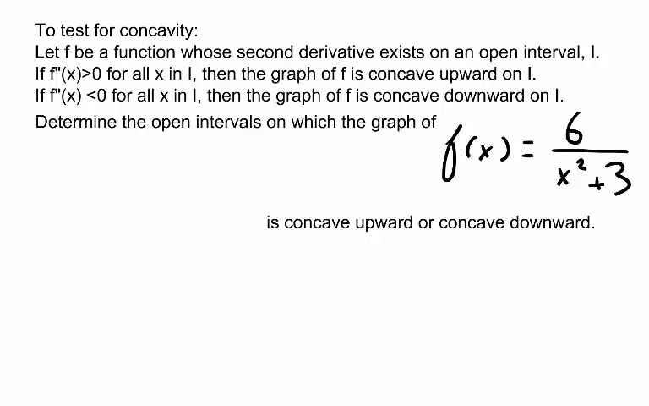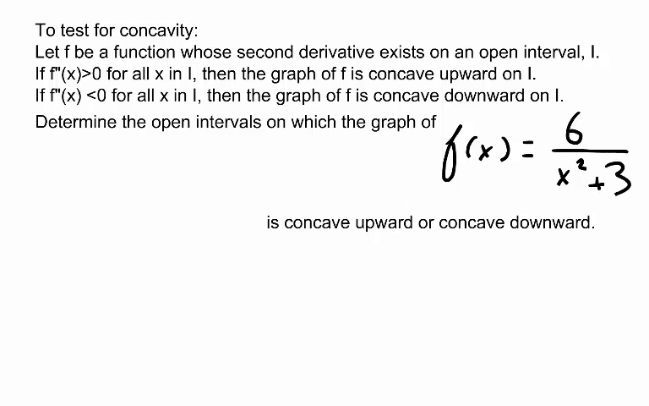Looking at the example, determine the open intervals on which the graph of f of x equals 6 over x squared plus 3 is concave upward or concave downward. It is important for us to first note that f is continuous along the real number line. In other words, there are no domain restrictions along the x-axis.